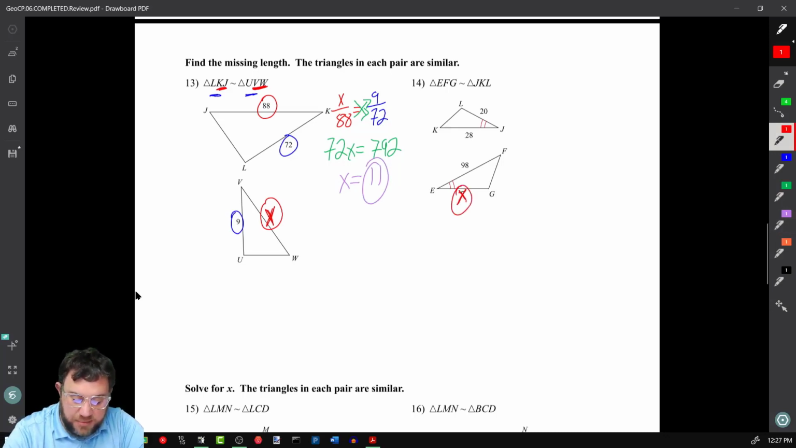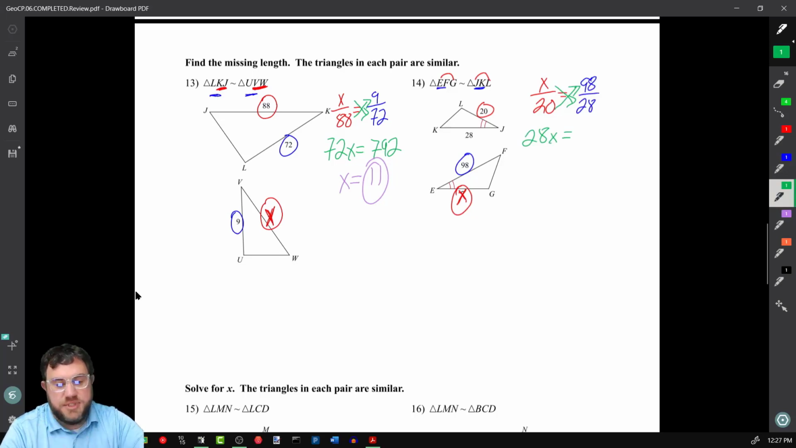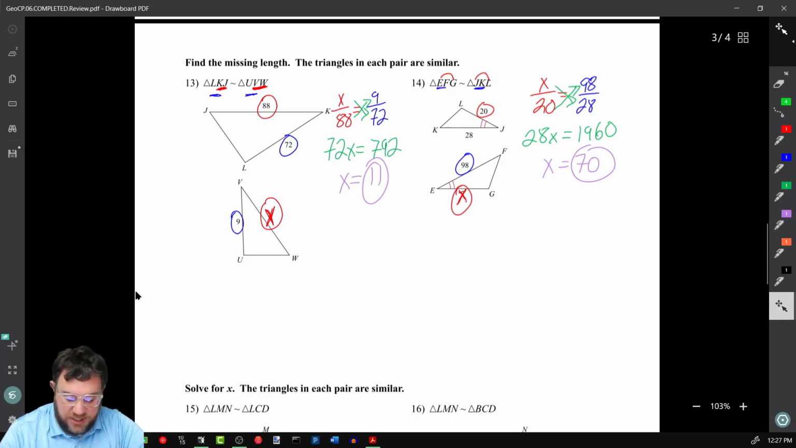On number 14, our missing side is EG. That's the first and last letter, so it's got to go with JL. So x over 20 equals, here we've got FE 98. That's going to go with JK, which is 28, so 98 over 28. Let's cross multiply. 28x equals 20 times 98, which is 1,960. Then we'll divide both sides by 28. So our missing side is 70.